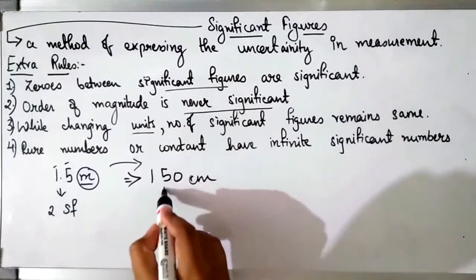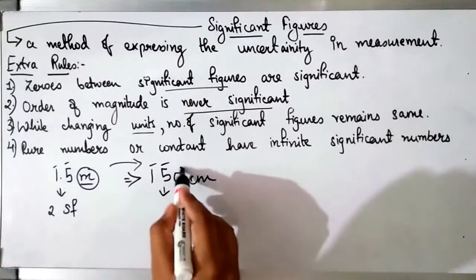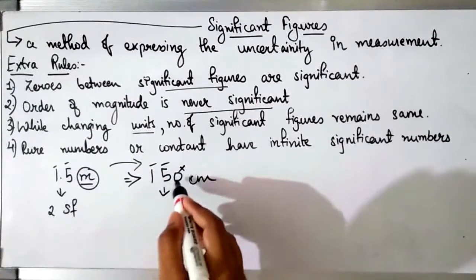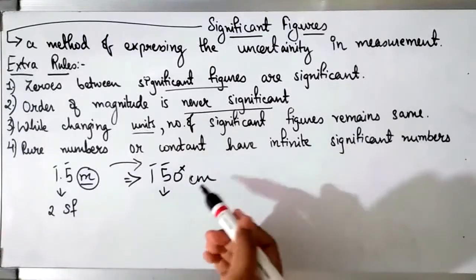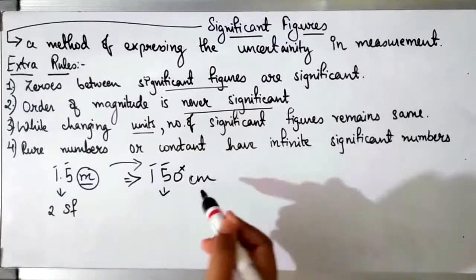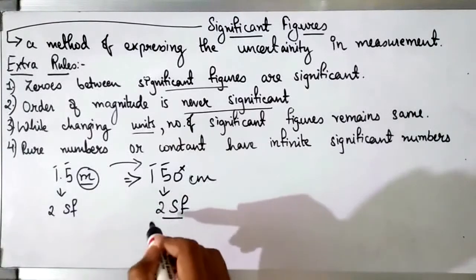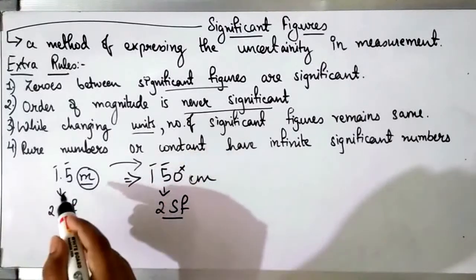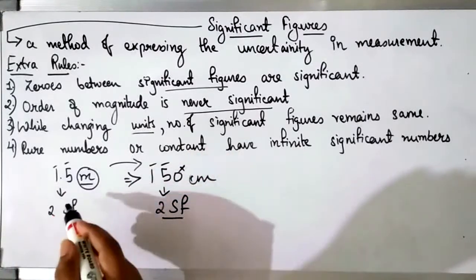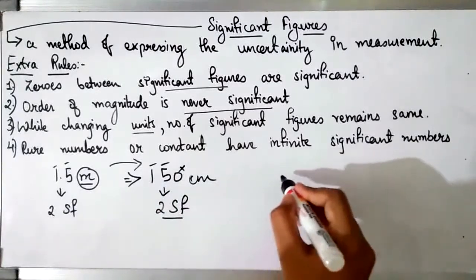Now if you see here we have 1 and 5 as significant figures, and this 0 cannot be considered as significant because it is an ending 0, and that ending 0 is not after decimal. Only if it is after decimal, then it is considered to be significant. So here we have 2 significant figures, right? So when we change a value from one unit to another, the significant figure remains the same. Let us take one more example.